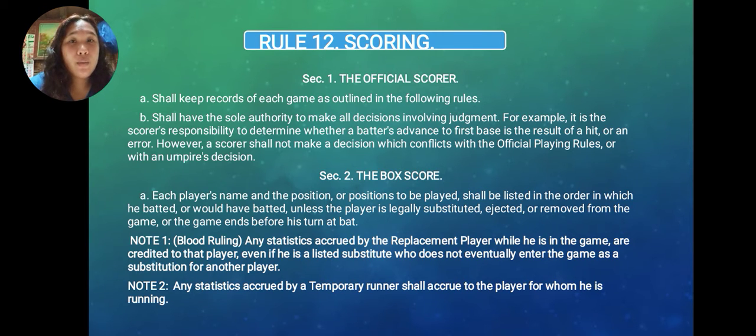For Section 2, the batting order. For letter A, each player's name and the position or positions to be played shall be listed in the order in which he batted or would have batted unless the player is legally substituted, ejected, or removed from the game, or the game ends before his turn at bat.